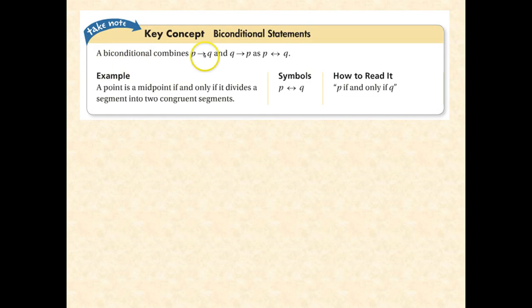So a biconditional combines the original statement and its converse as P if and only if Q. So for example, a point is a midpoint if and only if it divides a segment into two congruent segments. P if and only if Q.